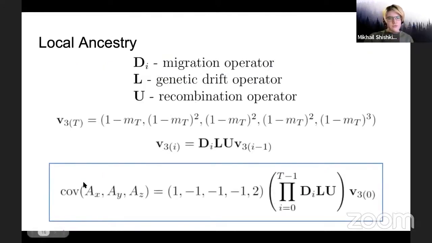And now we can compute this covariance of local ancestry as the product of these linear operators and vectors. And then if we can estimate linkage disequilibrium from real data, we can estimate admixture times just by fitting this equation.